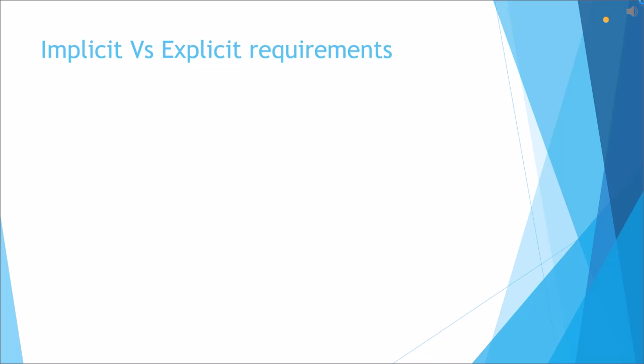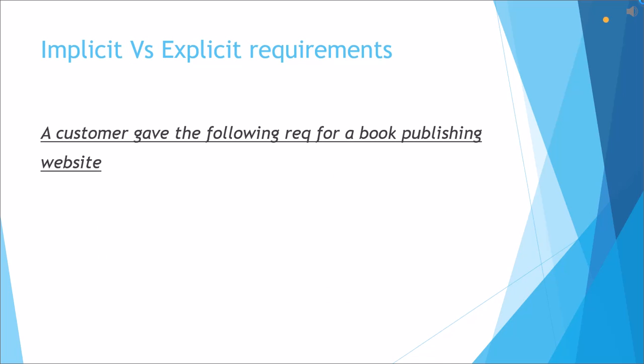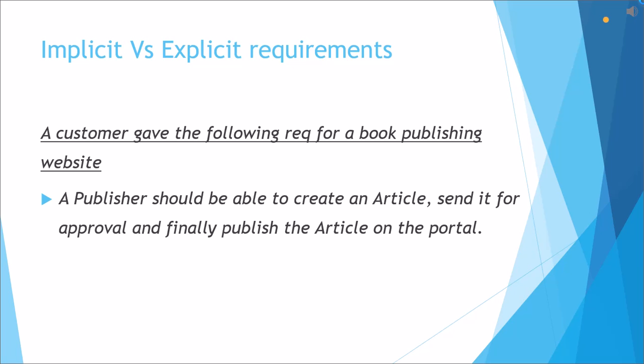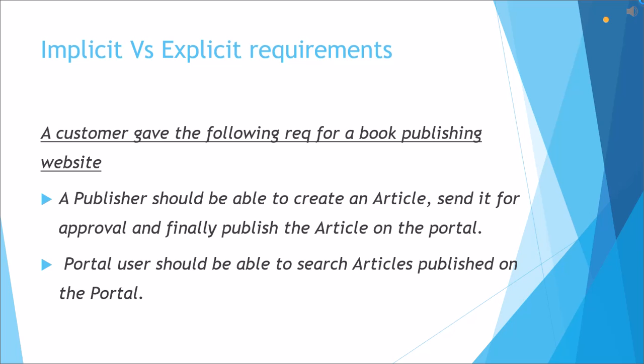Now let's take another example which will talk about implicit versus explicit requirements. What do we mean by implicit requirements? Let's say there is a customer who is looking to develop a book publishing website. A book publishing website is all about an author who is writing a book or any kind of publication being able to upload it on the website, where it will go through revisions and finally get approved before getting published. This is all about online publication.